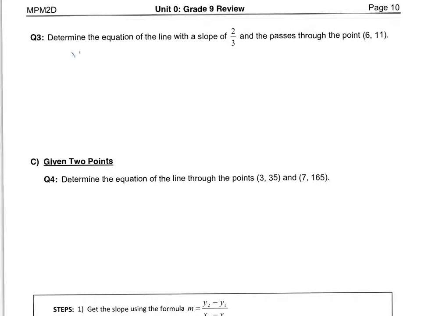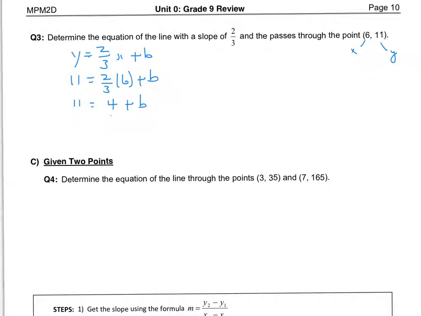Okay, if we sub in our value of slope, we should have y equals 2/3 x plus b. I'm going to put 6 in for the x and 11 in for the y. So we're going to have 11 equal to 2/3 times 6 plus b, or 2/3 of 6. 2/3 of 6 is actually 4. So 11 equals 4 plus b.